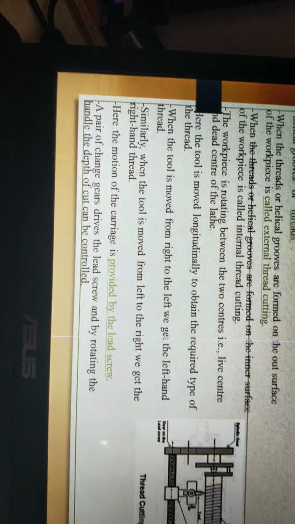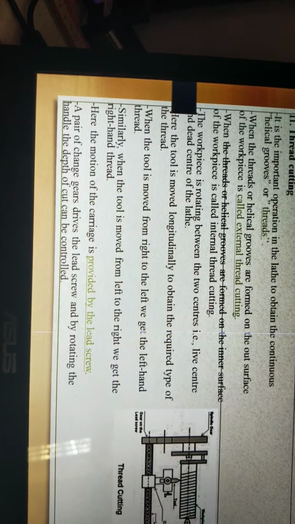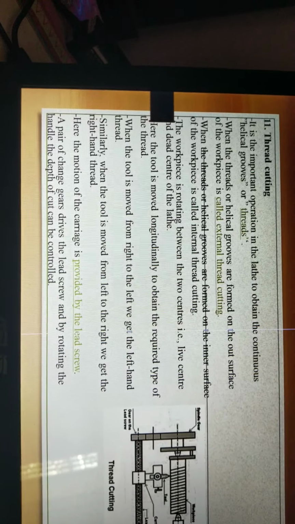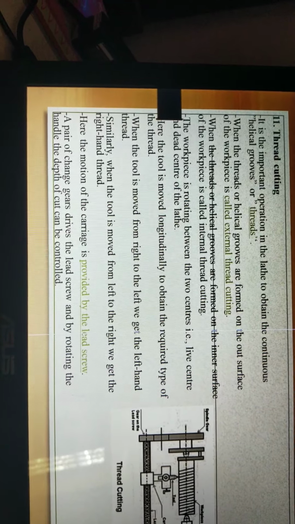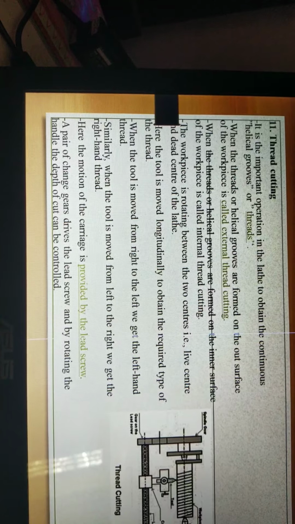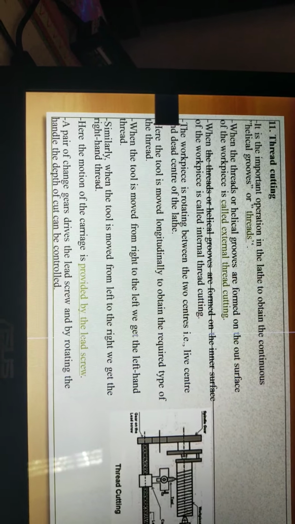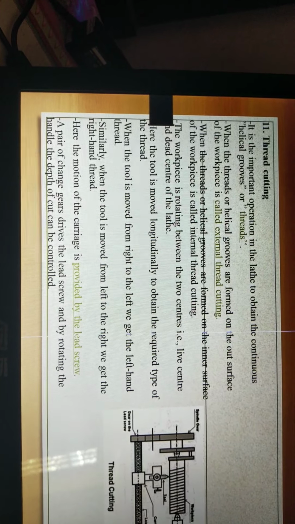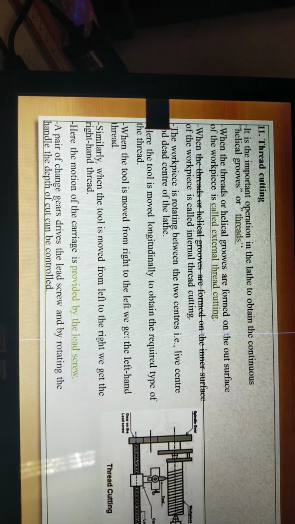Thread cutting. It is an important operation in the lathe to obtain continuous helical grooves or threads. When threads or helical grooves are formed on the outer surface of the workpiece, it is called external threading. When threads or helical grooves are formed on the inner surface of the workpiece, it is called internal threading. The workpiece is rotating between two centers, live center and dead center. Here the tool is moved longitudinally to obtain the required shape of the thread.